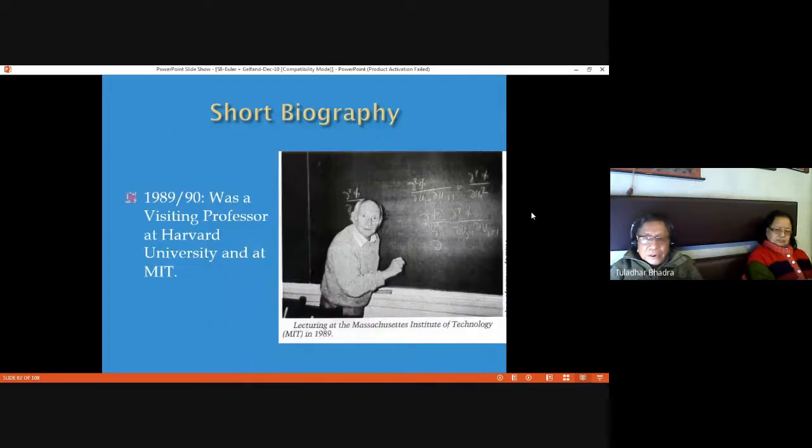In 1990, he was a visiting professor at Harvard University and at MIT in the US. From 1990, Russia had changed from a communist, socialist country to a more liberal type of country, and so people could move very easily. So in 1990, he was a visiting professor at Harvard University and at MIT.